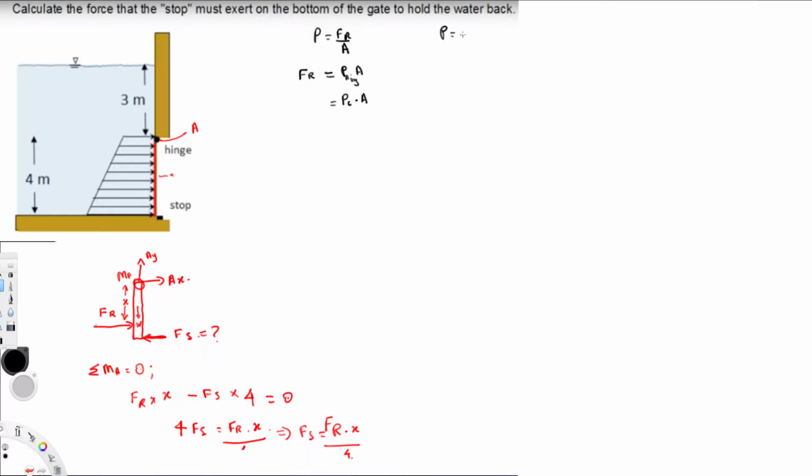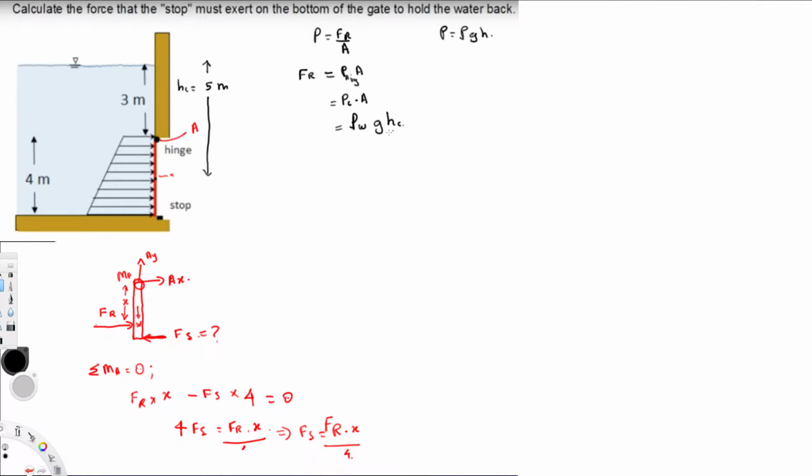So P is equal to rho gh. I'm going to substitute that right here. Since we have water here, rho is the density of the water, times the acceleration due to gravity, times h centroid, the height of the centroid. Since this is like a line, the centroid is going to be exactly in the middle. From here, 3 plus 2, so the centroid distance is going to be 5. So hc is equal to 5 meter.